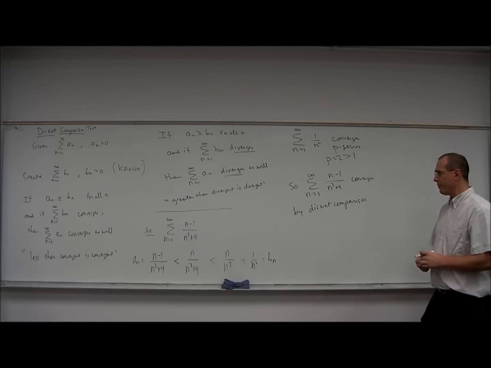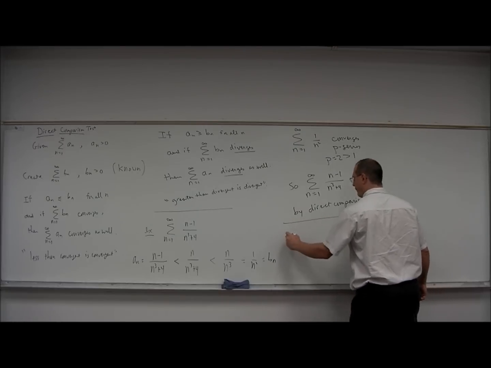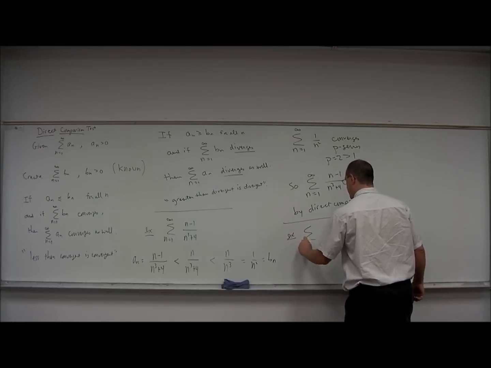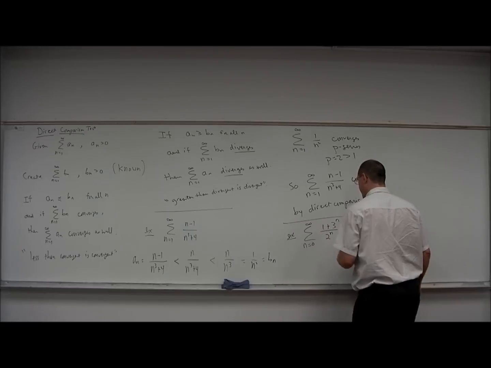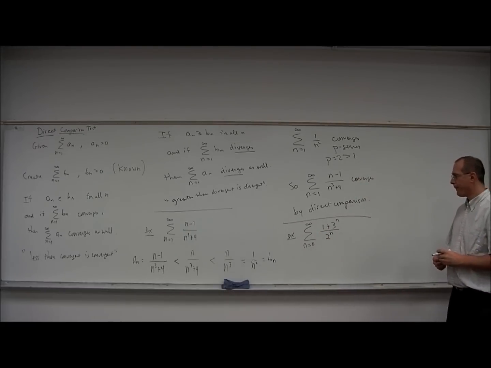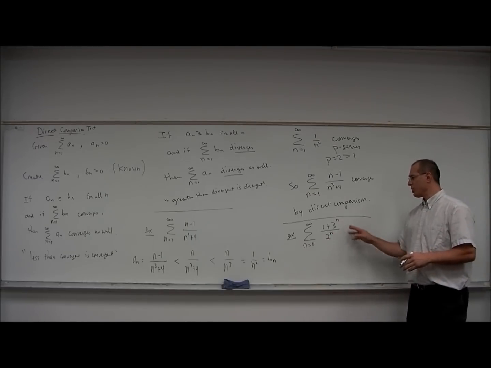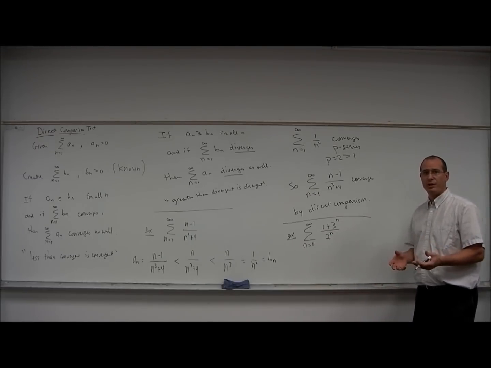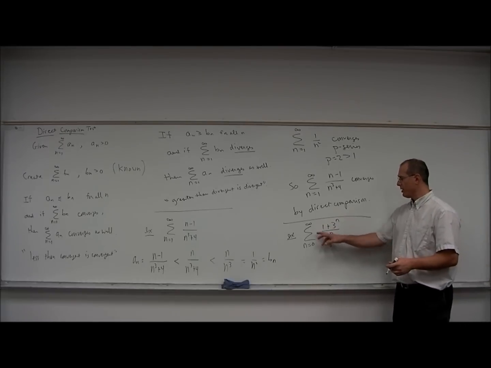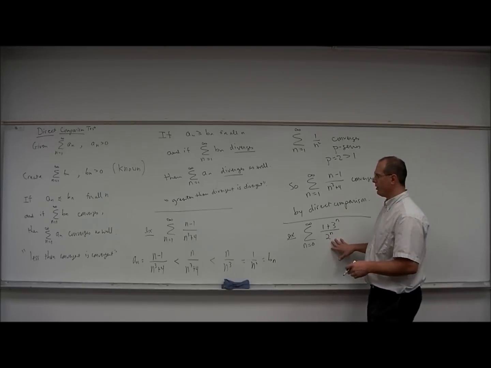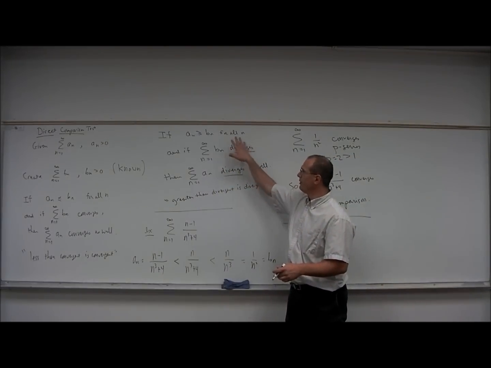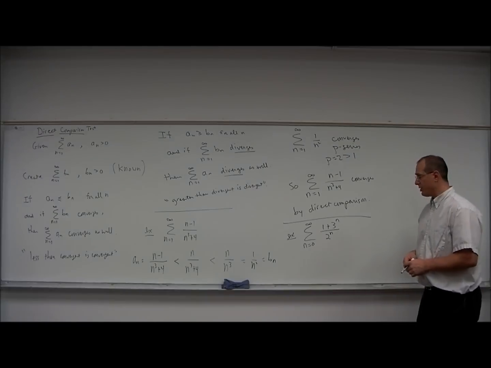Okay, let's look at another example. Let's take the summation n equals 0 to infinity of (1 plus 3 to the n) over 2 to the n. This example can be shown to diverge by the test for divergence, because the individual terms are going to go to infinity. But let's ignore that for the moment, and focus on this example as an example of the comparison test.